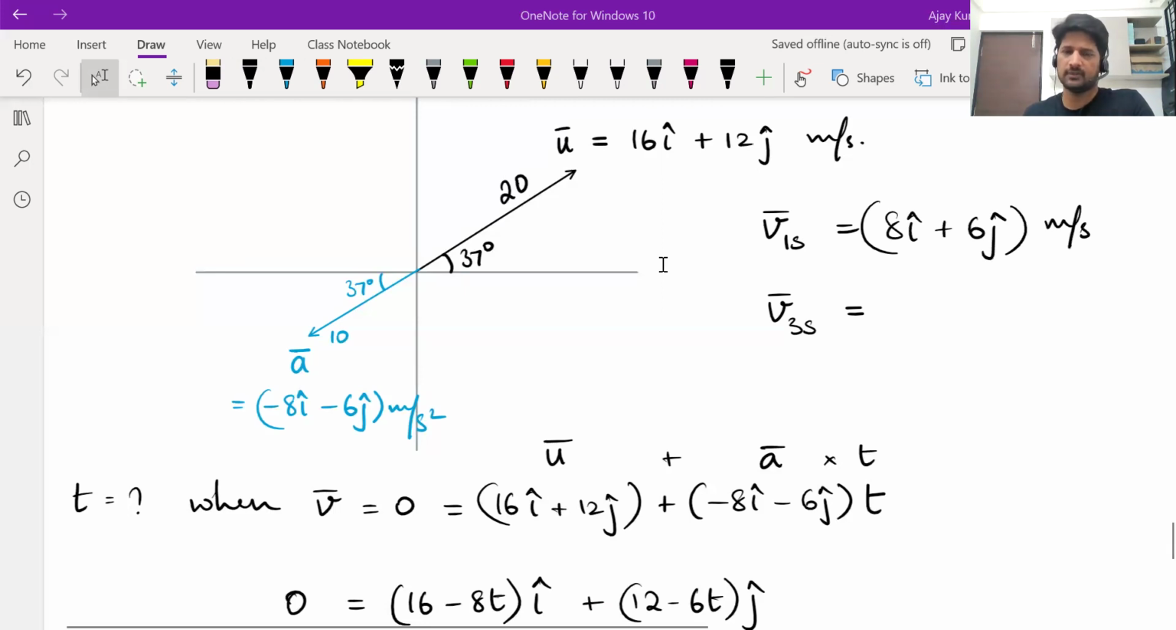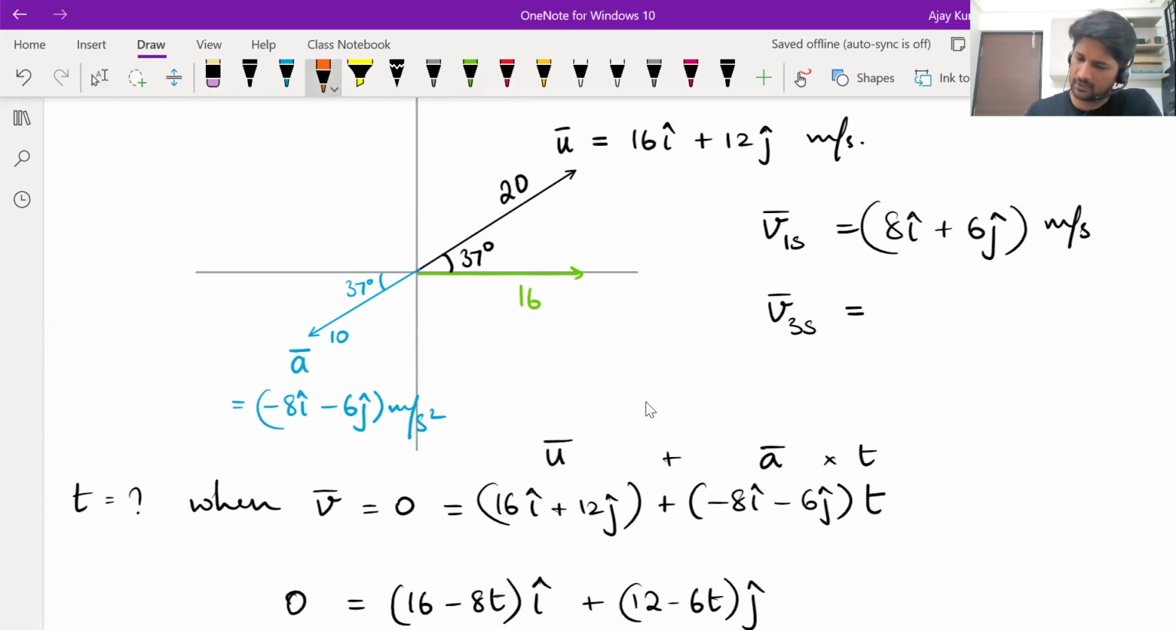Now, initial velocity was making 37 degrees, right? It had an x component of 16 units and a y component of 12 units. You can say tan 37 degrees is equal to 12 by 16. We know 3 by 4. And that is correct only. Now at 1 second, the components are 8 i cap and 6 j cap.